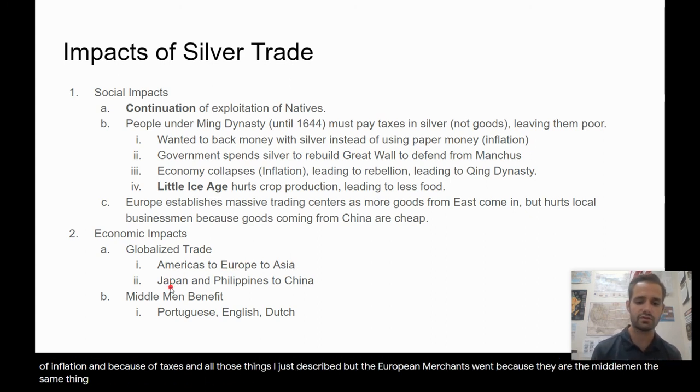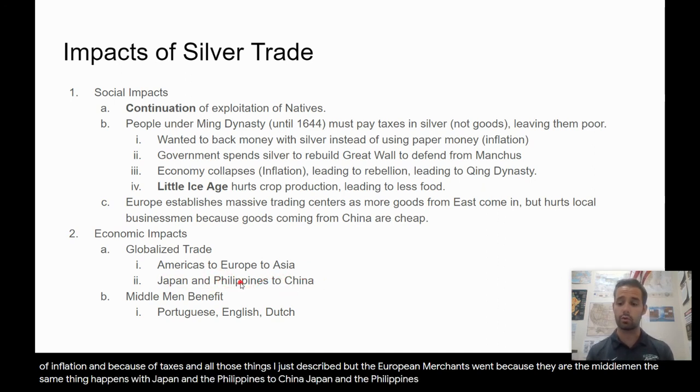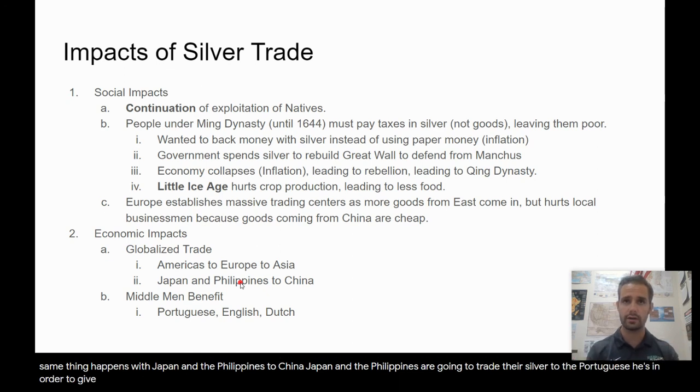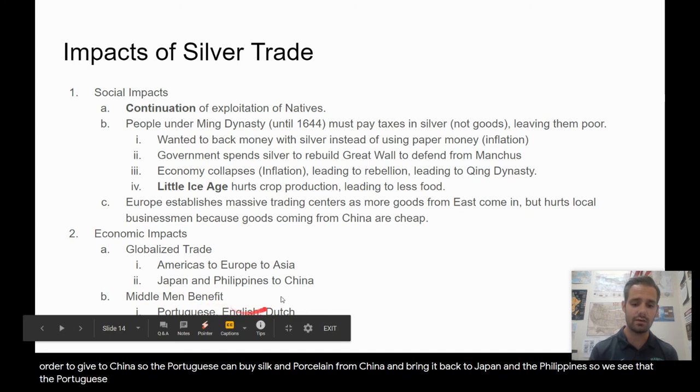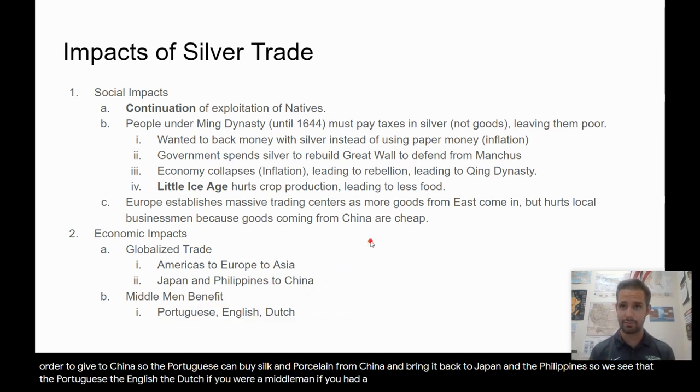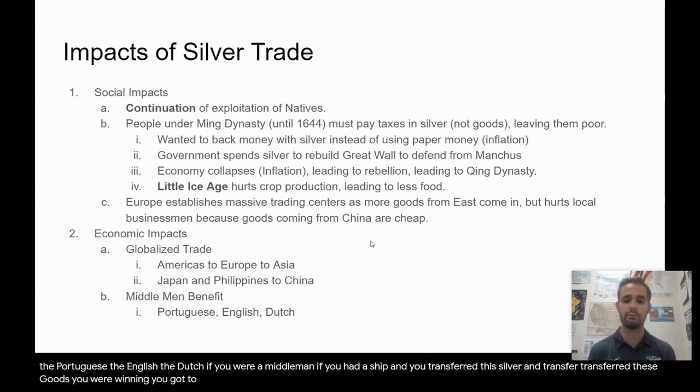The same thing happens with Japan and the Philippines to China. Japan and the Philippines are going to trade their silver to the Portuguese in order to give to China, so the Portuguese can buy silk and porcelain from China and bring it back to Japan and the Philippines. So we see that the Portuguese, the English, the Dutch, if you were a middleman, if you had a ship and you transferred this silver and transferred these goods, you were winning. You got a whole lot of money. Everyone else is a loser.